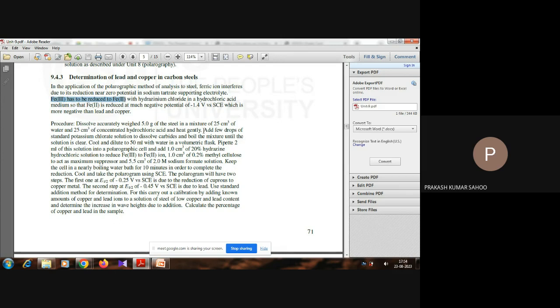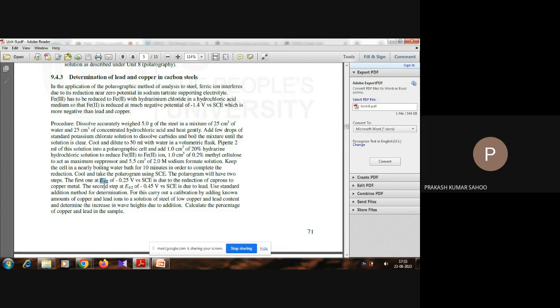So these things you will just go through, and these are very much simple things. Here just remember the iron is changed from iron 3+ to 2+. That means it is reduced, and from the polarograph we will be able to determine the percentage or concentration of trace metal in the sample using half wave potential.